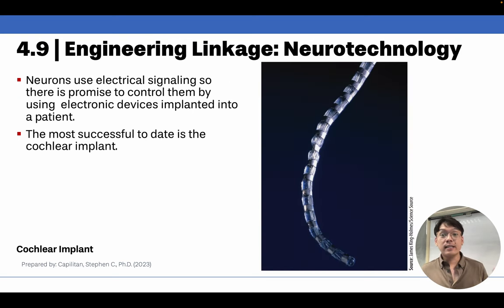Now, with engineering linkage, neurotechnology: neurons use electrical signaling, so there is a promise to control them by using some electrical devices implanted in the patient. The most successful to date is the cochlear implant. Showing you here in this photo is a flexible silicone elastomer containing platinum electrodes. Wires inside the rod lead to different electrodes, allowing them to be controlled individually.